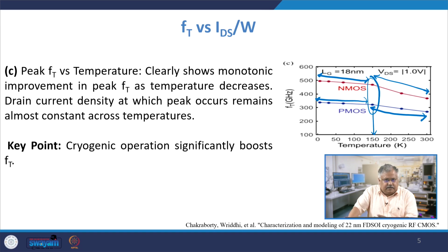You will get the answer in this paper as well, but I am leaving this exercise to you. I am also leaving another exercise: what will happen if I reduce my VDS from 1 volt to 0.1 volt? If my VDS reduces drastically to a very low value, how do I get the value of Ft in this case? This needs to be found out in this right hand side figure which I am showing here. But the key takeaway from all this discussion is that cryogenic operation significantly boosts the value of your Ft to a larger extent.